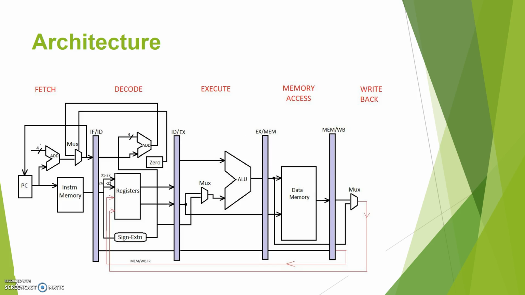This diagram shows the architecture of the Nios 2. It basically has 5 different stages. The first stage is the instruction fetch stage. The second stage is known as the instruction decode stage. The third stage is the execute stage. The fourth stage is the memory access stage. And last but not the least is the write back stage.